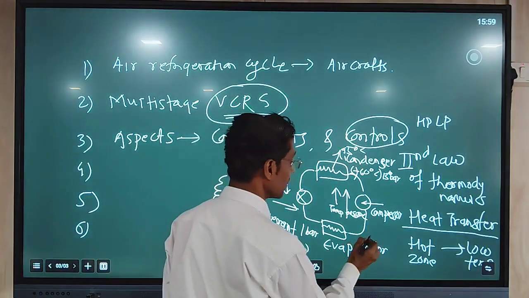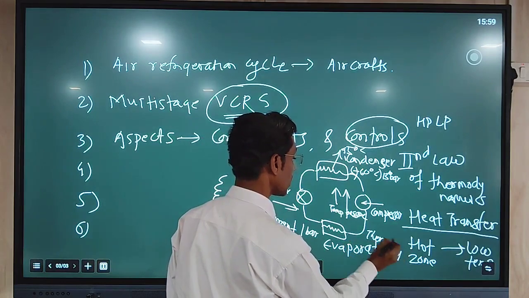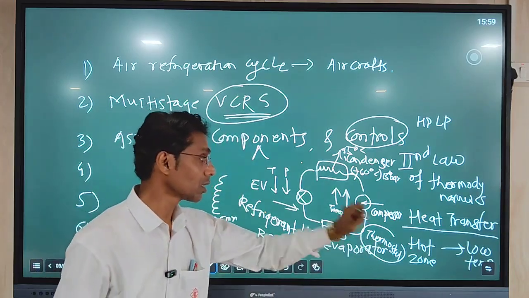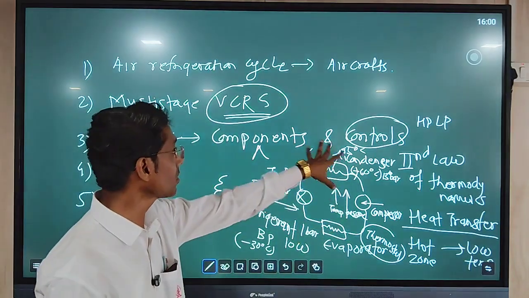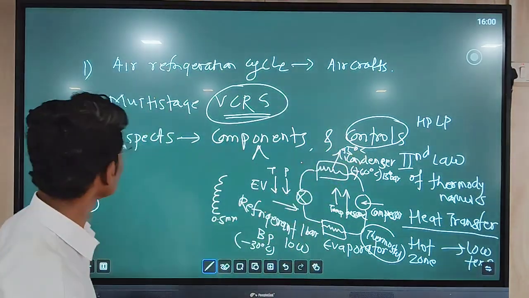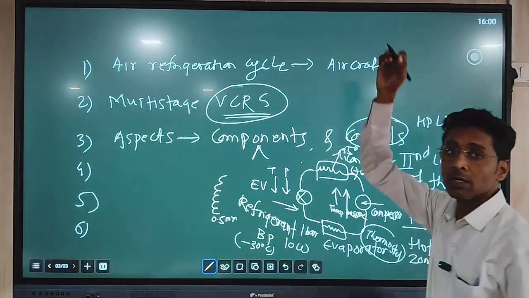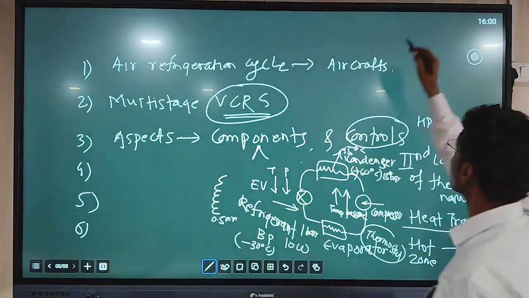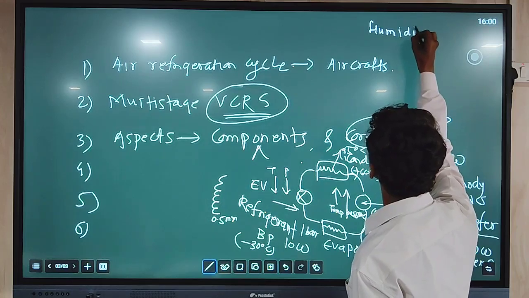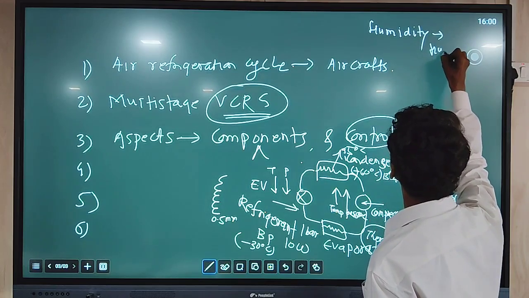So for that purpose, the thermostat is a device that comes under the control for temperature control. Now this is in the VCRS system. In case of an air conditioning system, we have to control humidity, that is, the moisture of the air. So to switch the system off or on as per the humidity required, we use a device called a humidistat.